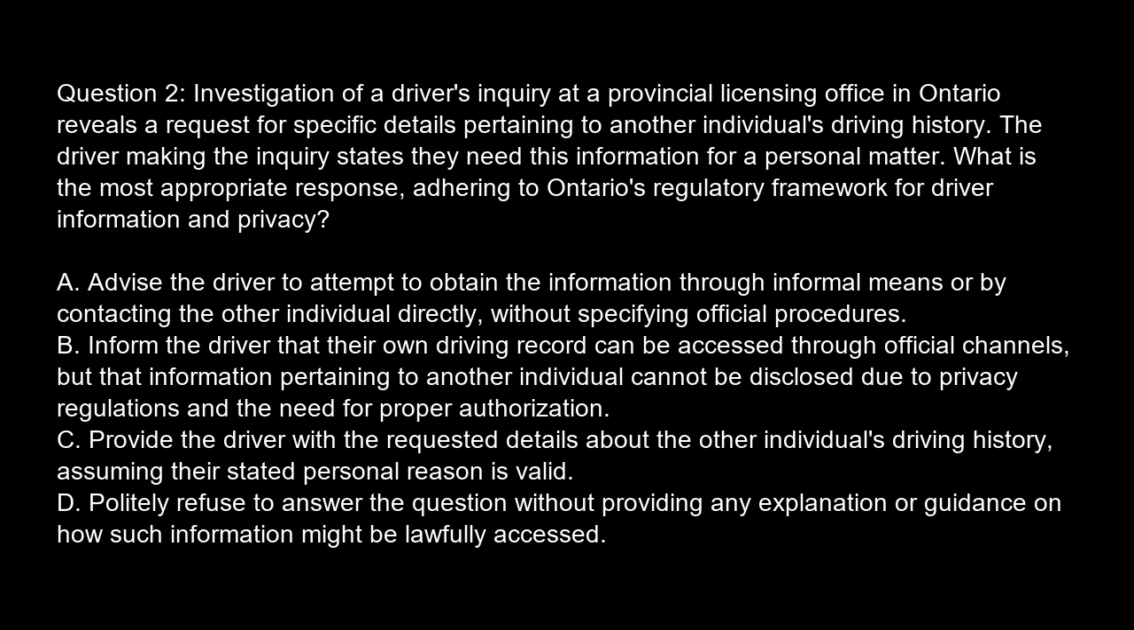Option A. Advise the driver to attempt to obtain the information through informal means or by contacting the other individual directly without specifying official procedures. Option B. Inform the driver that their own driving record can be accessed through official channels, but that information pertaining to another individual cannot be disclosed due to privacy regulations and the need for proper authorization.